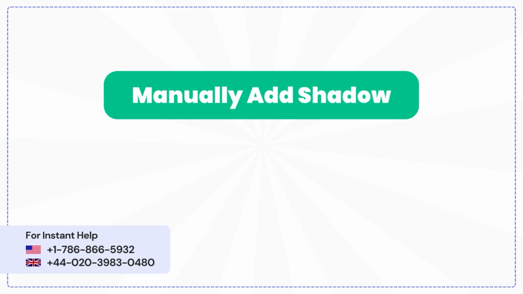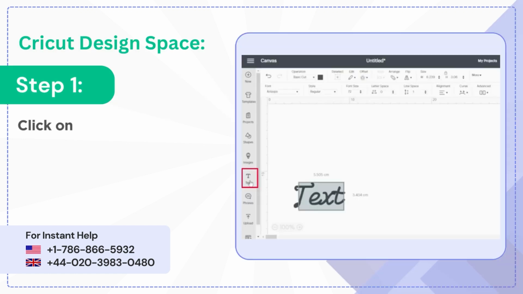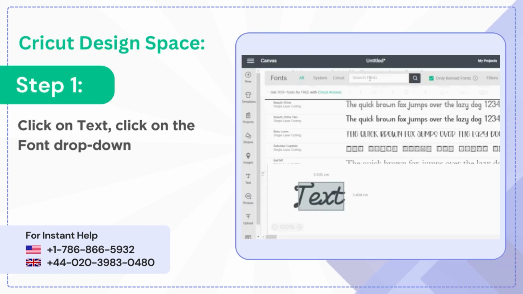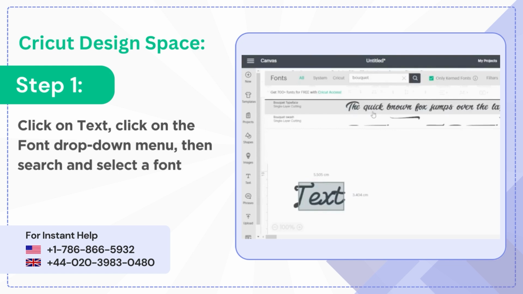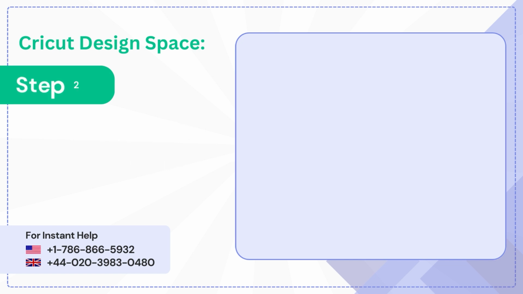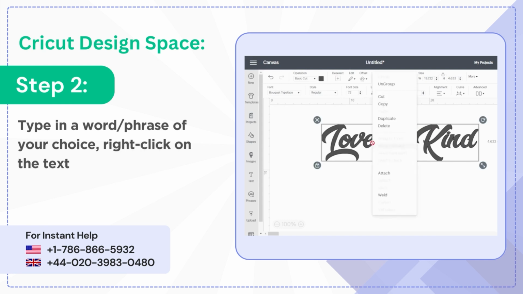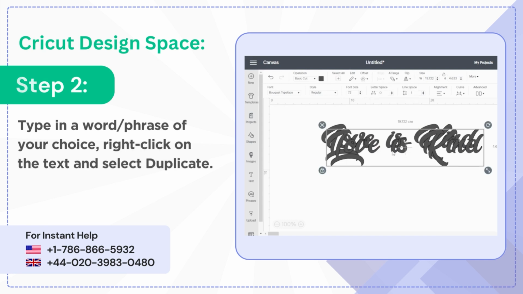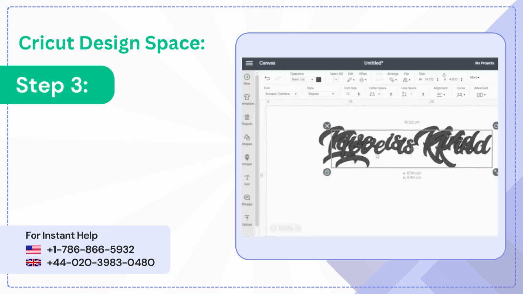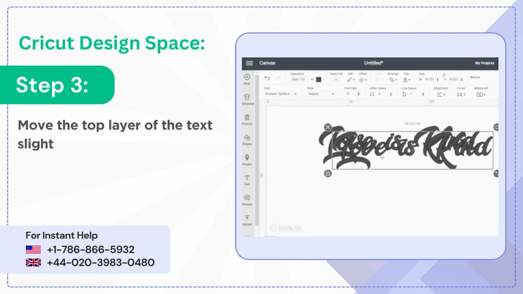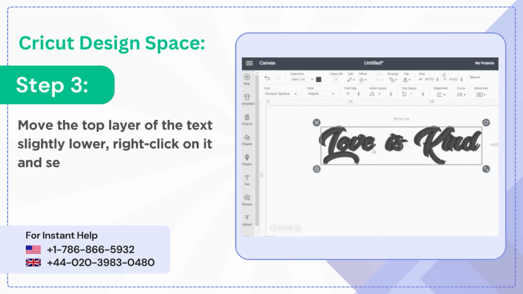Manually add shadow. Step 1. Click on text, click on the font drop-down menu, then search and select a font. Step 2. Type in a word or phrase of your choice, right-click on the text and select duplicate. Step 3. Move the top layer of the text slightly lower, right-click on it and select Send to Back.